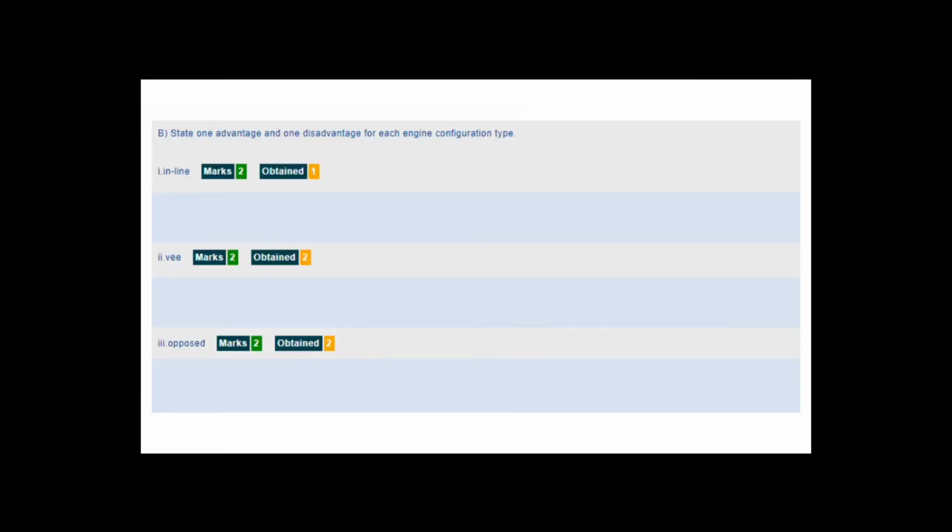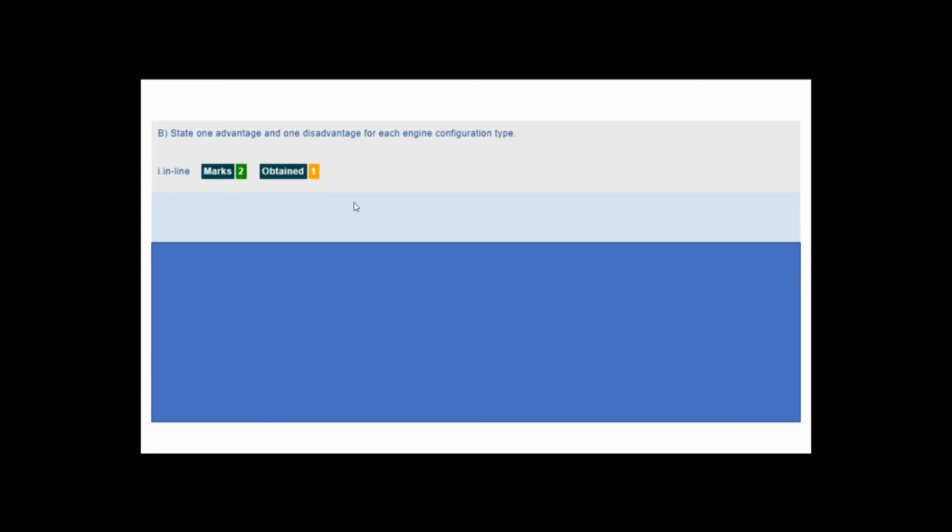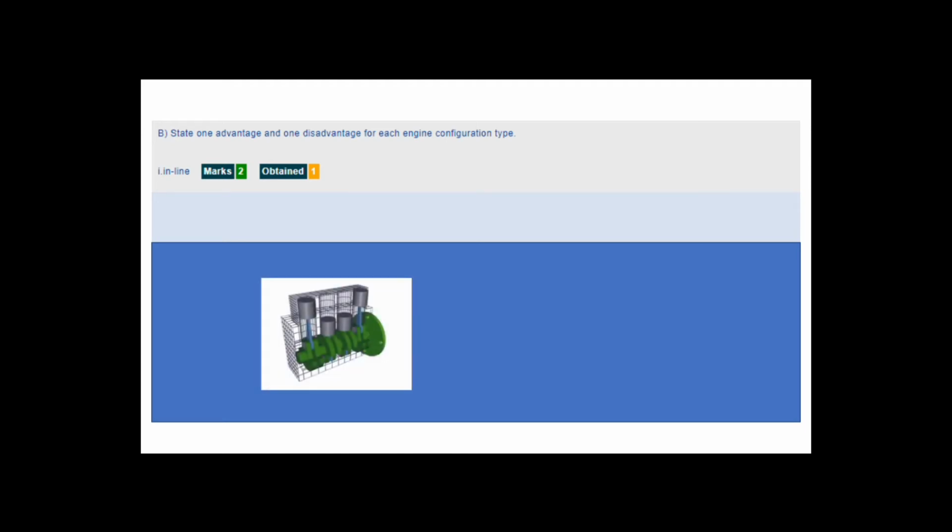So here is the actual question, part B of question 1. State one advantage and one disadvantage of each engine type configuration. And the first one is an inline engine. That's what we've been talking about here. Here's a diagram of an inline engine, 4-cylinder inline engine.